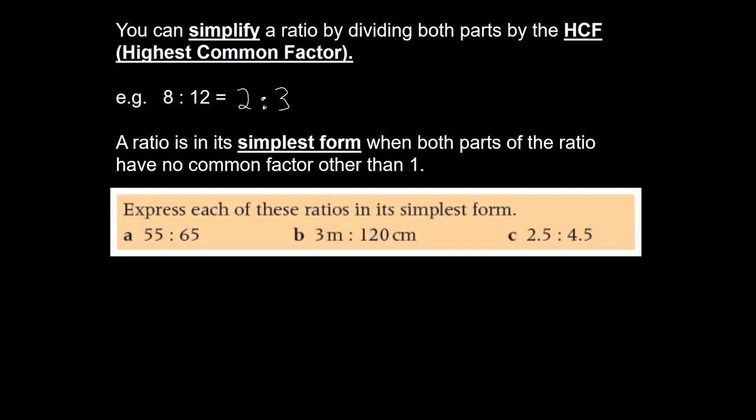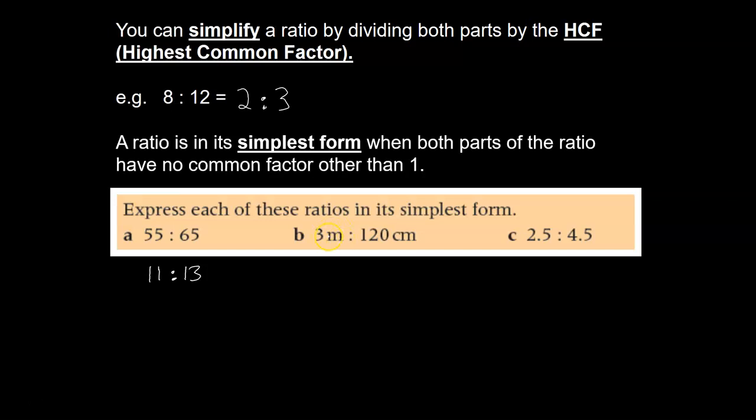Now let's have a look at these 3 examples. So we're going to simplify first 55 to 65. Now I can see that 5 is a common factor of both of these, so let's divide by that. 55 divided by 5 is 11. 65 divided by 5 is 13. 11 and 13 don't share any common factors apart from 1, so this ratio is in its simplest form.